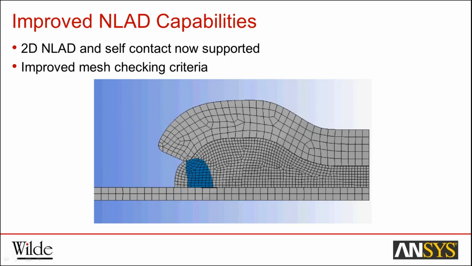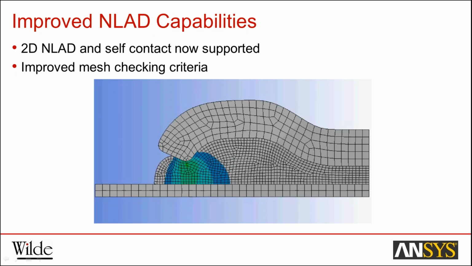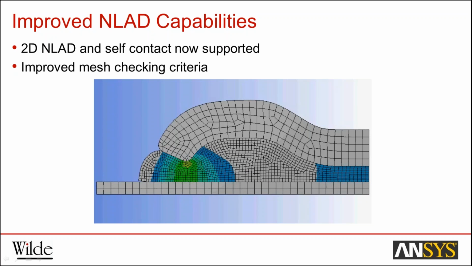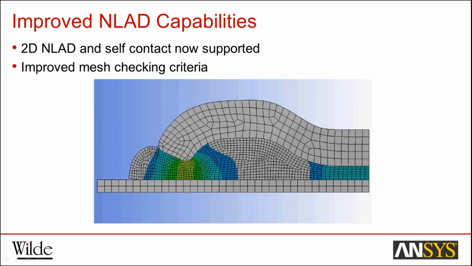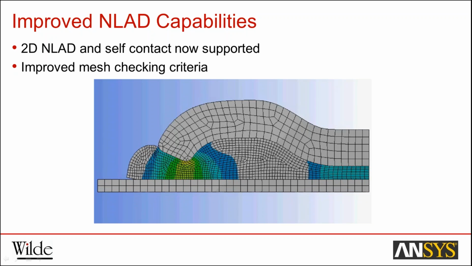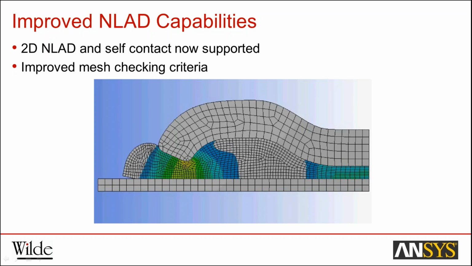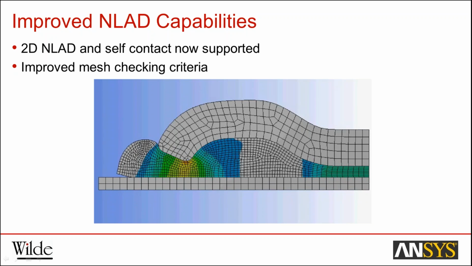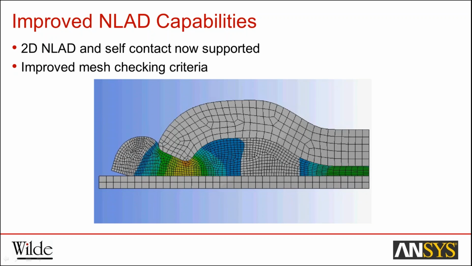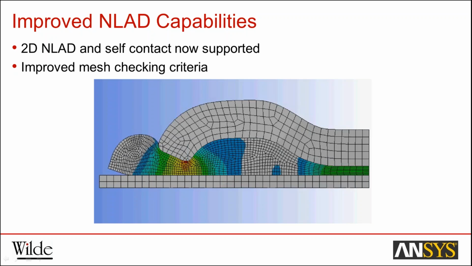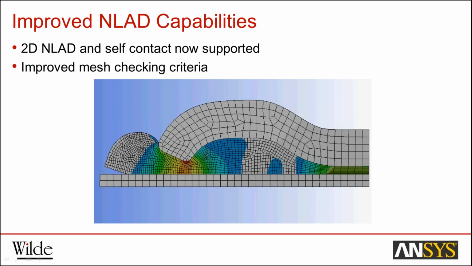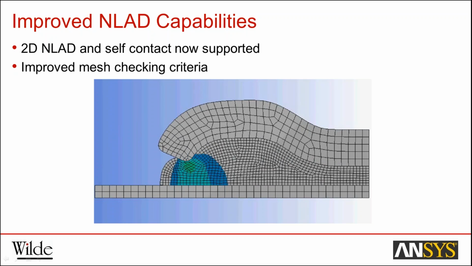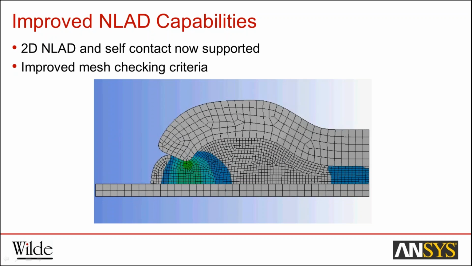Version 17, the improvements we've made to this are the ability to now do 2D NLAD analysis, whereas previously this was limited to 3D. So the example on screen is a 2D plane strain analysis. We now also support self-contact between NLAD regions. So this is when a body deforms in such a way that it comes into contact with itself. We've also got improved mesh checking criteria. So this is the criteria that the software uses to determine when a remesh is required during the solution.